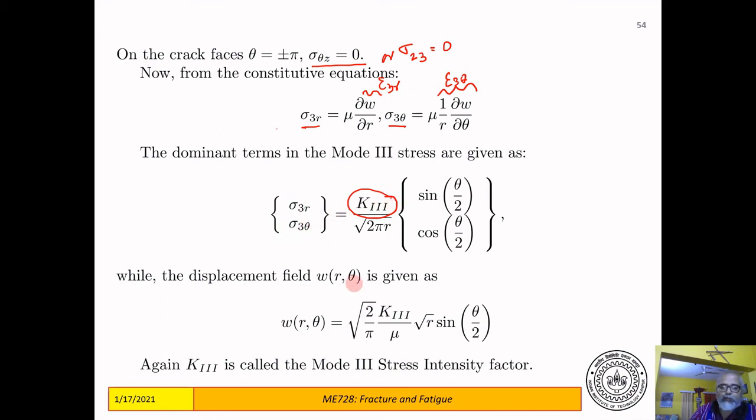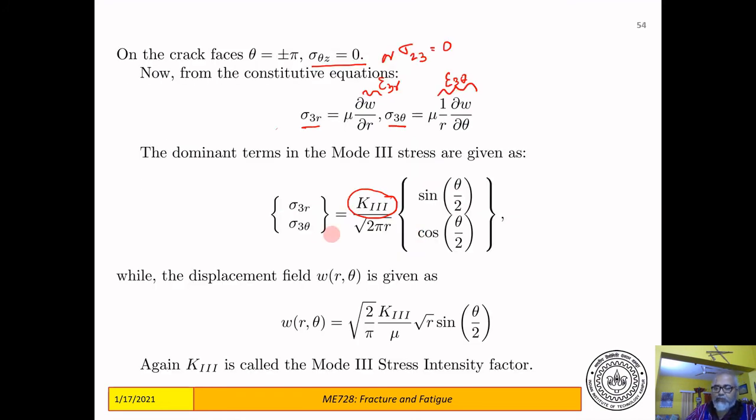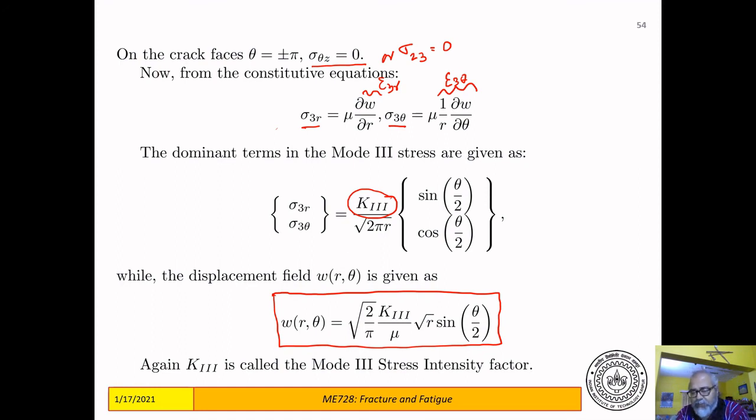The displacement field you can get from w(r, theta). So what you can do is this constant b naught can be replaced in terms of K3 and will lead to this expression for the displacement close to a crack tip in the mode 3 case. So these are the stresses and displacements for the mode 3 case, and K3 is, as I said, called the mode 3 stress intensity factor. So we have the expressions for the near tip fields in all the three modes.